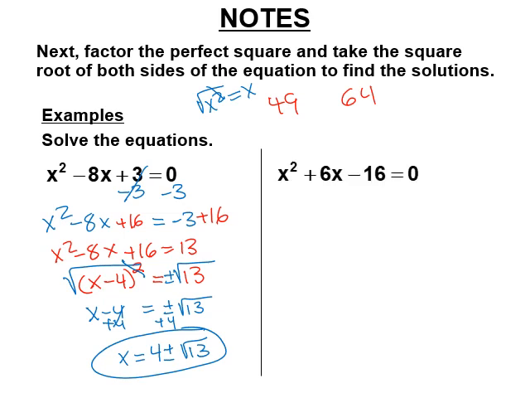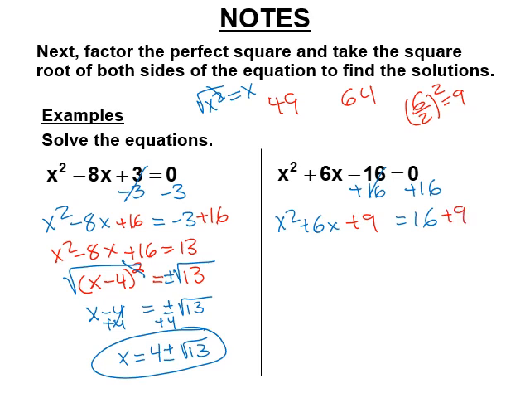It's the same as the last screen. We have to get rid of the minus 16 on both sides. We leave a space so we can complete the square. 6 divided by 2 is 3. 3 squared is 9. So we're adding 9 to both sides.